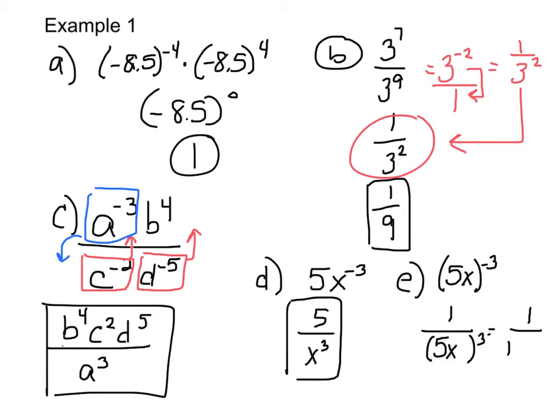Well, 5 to the 3rd power is 125. And then there's a 1 here. 1 times 3 is x to the 3rd. So it would be 1 over 125 x to the 3rd.